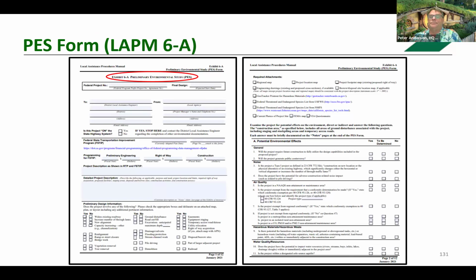What I'm showing you here is the PES, the preliminary. It identifies areas of impact associated with the project.